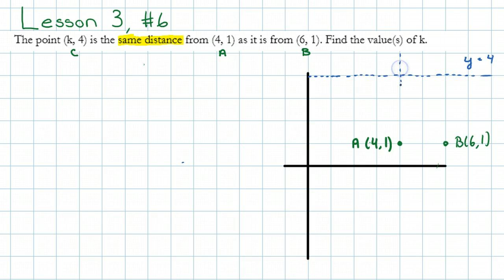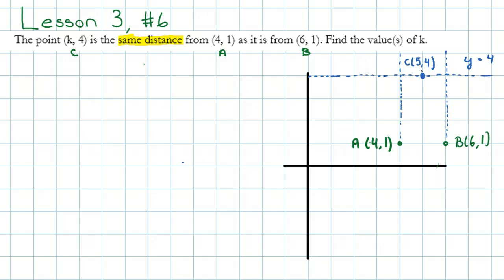To help even more, I can put a dotted line that intersects y equals 4 at a 90-degree angle and has the points (4, 1) and (6, 1) in it. So we can see pretty easily that the point here is C, which is (5, 4). Great. Okay, so now let's do some algebra.